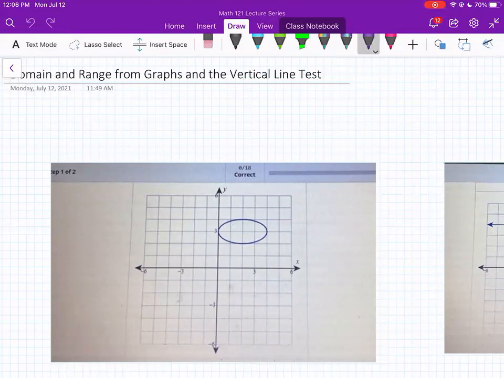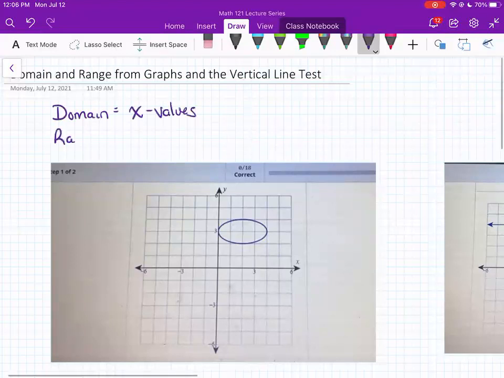If we're given a list of ordered pairs, it's easy to determine the domain and range because if you remember, the domain is the x values, and the range is the y values. But when we're given a graph, it can sometimes be difficult.